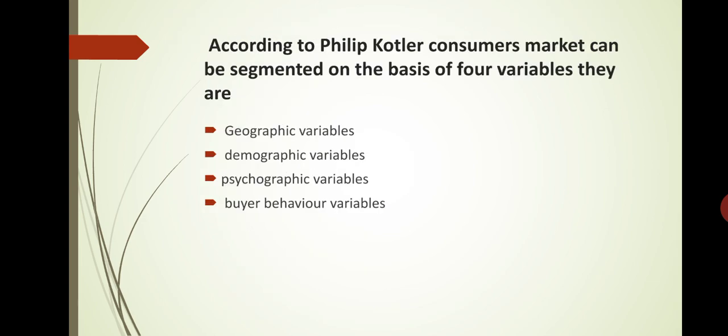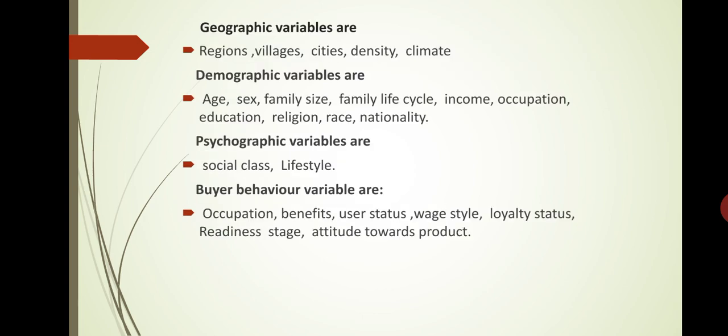Next one, here one more person, according to Philip Kotler, the consumer markets can be segmented on the basis of 4 variables. He divided the total market according to 4 variables. First one, geographical variables. Second one, demographic variables. Third one, psychographic variables. And fourth one, buyer behavior variables. Then go one by one. First one, geographic variables.